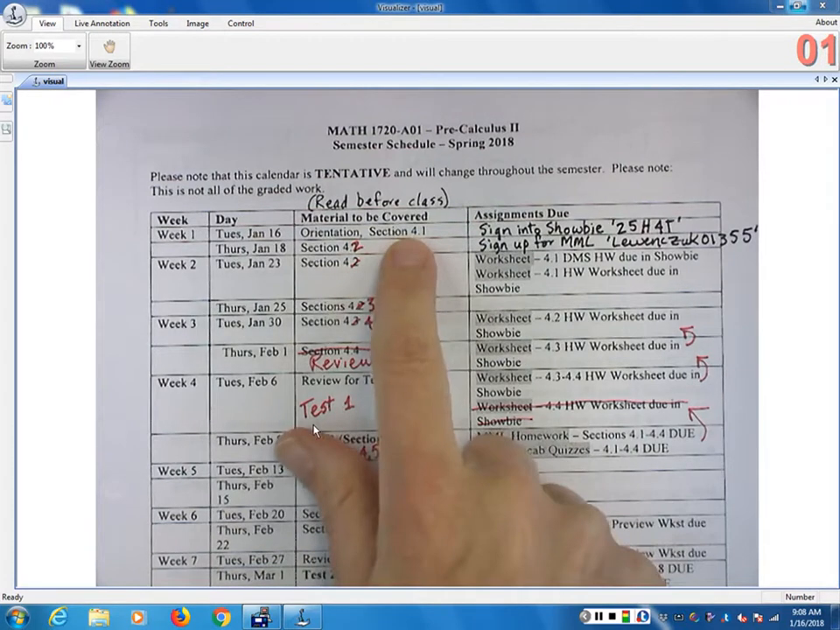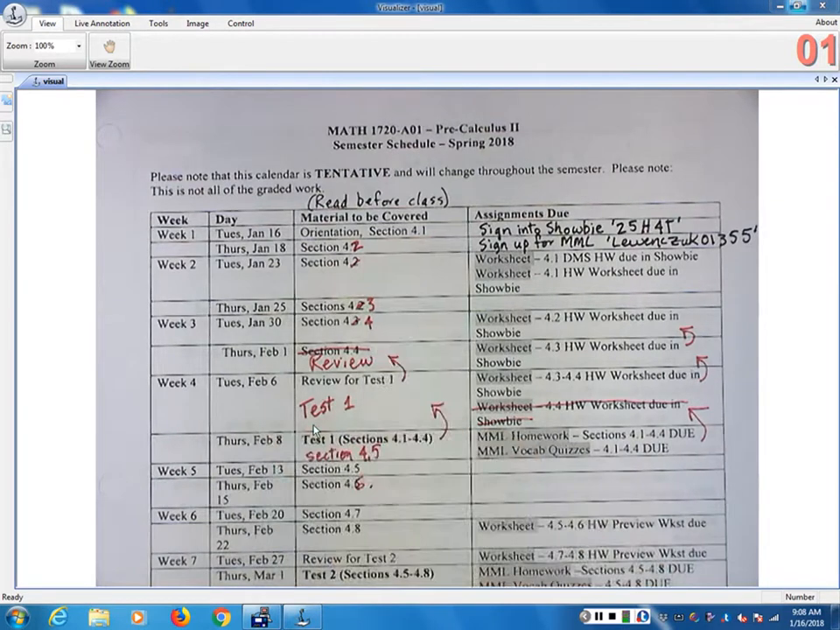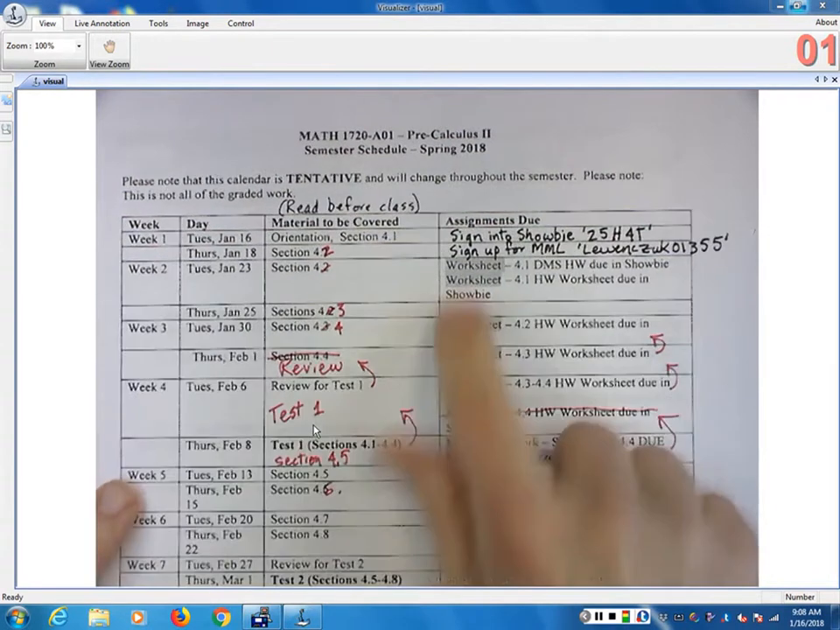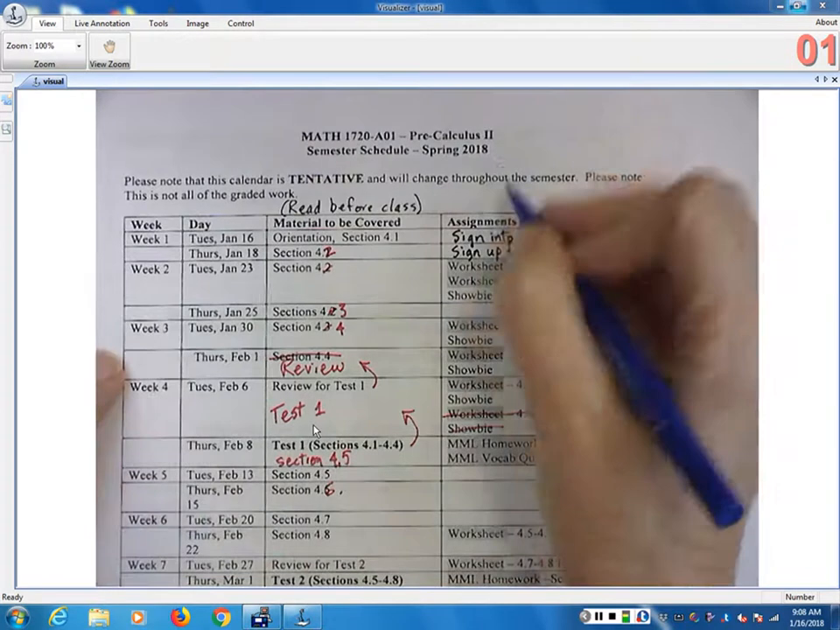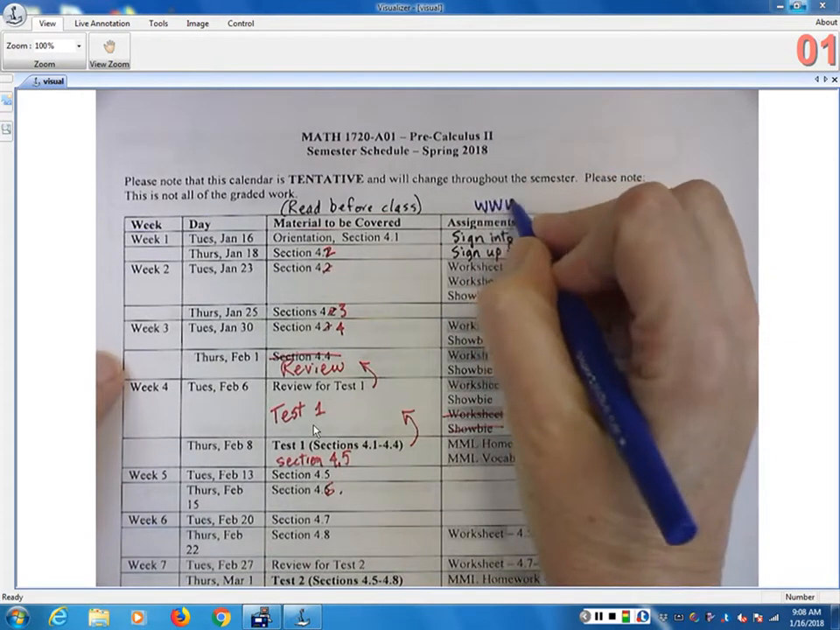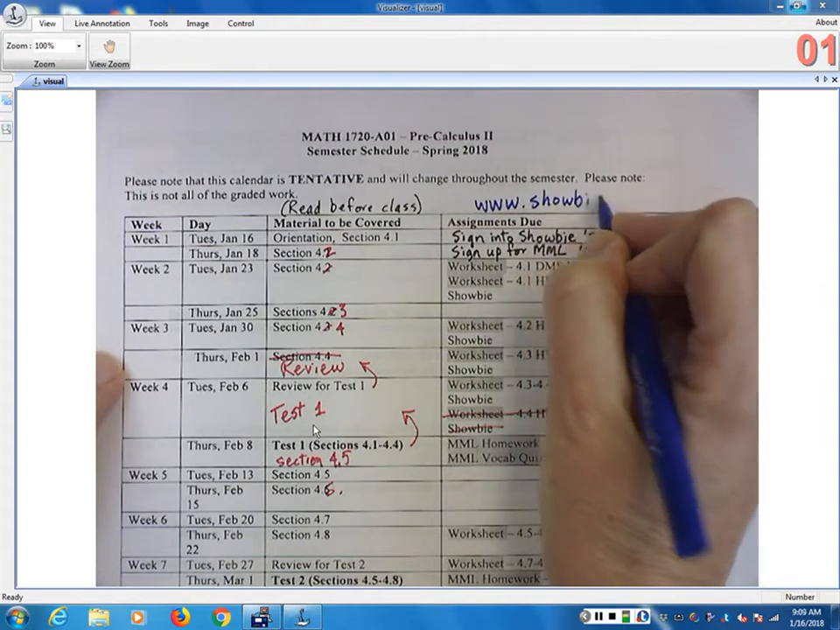So I'm going to start on page 3 of the 4.1 notes from D2L, or page 2 of the 4.1 notes from Sapling. All right. So while I'm going over this, you can sign into Sapling. You go to Sapling.com. Can everybody get into the computers?